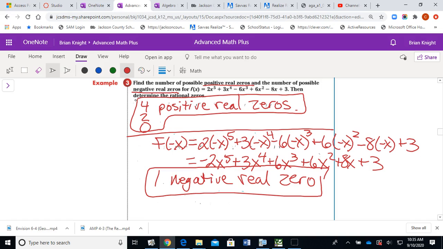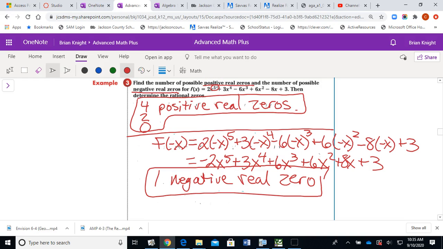Okay? Every time it's more than 1, it goes down by 2s. Why do you have to write that? Because there are these other answers, okay? Just to show you. We had 4 positive real. How many negatives did we have? 1. That adds up to what? 5.